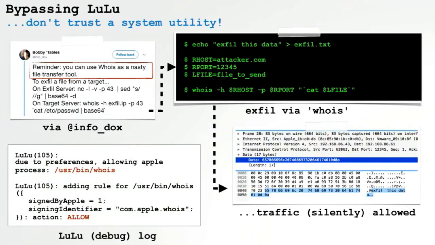The answer is, of course, yes. Turns out you can actually use the whois utility to exfiltrate data. This was news to me. Since whois is signed by Apple proper, as we can see on the slide, when we use whois to exfiltrate data, the firewall LuLu will see the connection because it's monitoring all connections globally. But since it's signed by Apple and not on the gray list, it is allowed.